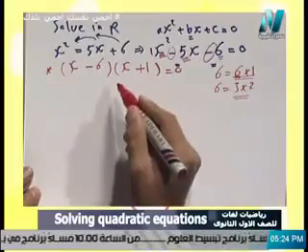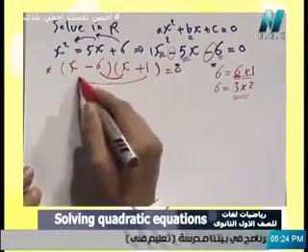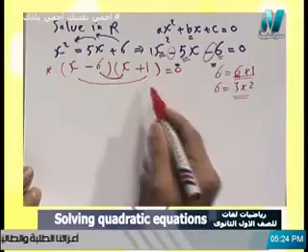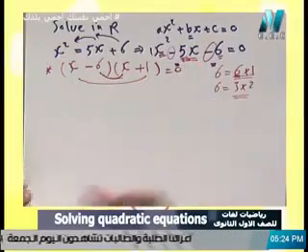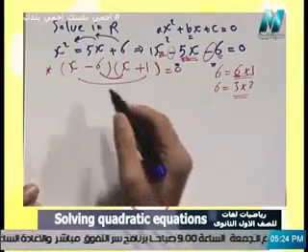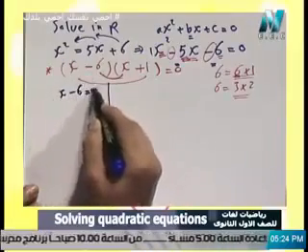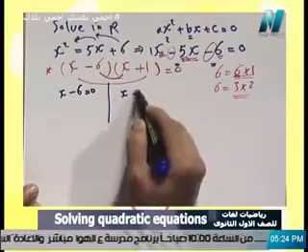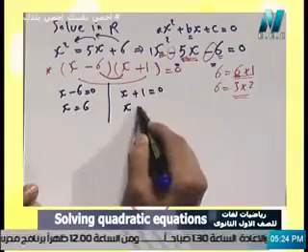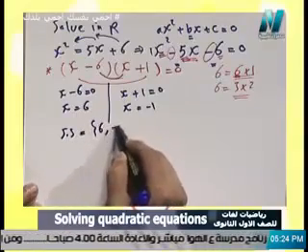And if we find the product of the means and the product of the extremes, we'll find that negative 6x plus x equals negative 5x, which is the middle term. So the factorization here is right. To solve this equation, as we know, we put x minus 6 equals 0, and x plus 1 equals 0. So x equals 6, and x equals negative 1. So the solution set here by factorizing equals 6 and negative 1.